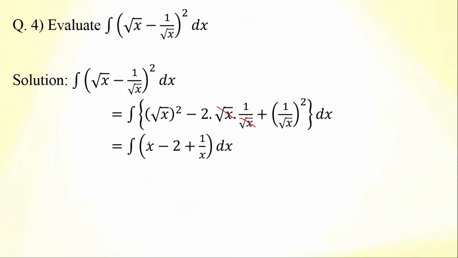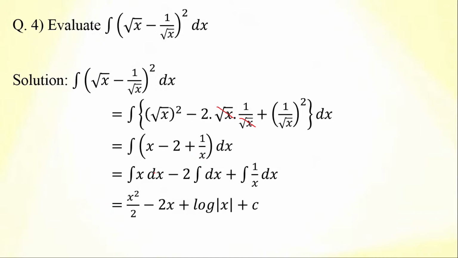Means you have to integrate only x root x whole square minus 2 plus 1 by root x square, that is 1 by x only. So these are just three terms to be integrated. So it becomes like this. You can write like this, and if you feel that you can integrate it directly, so this step is optional. You can leave the step also.